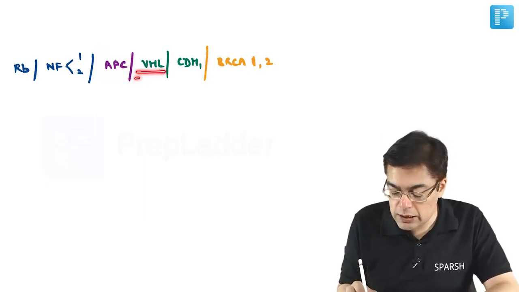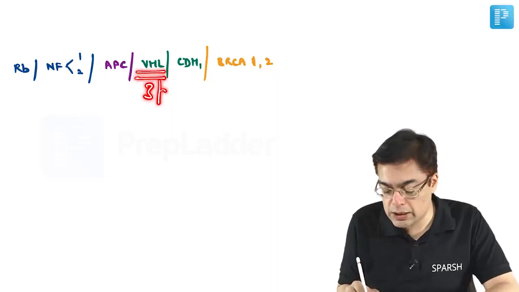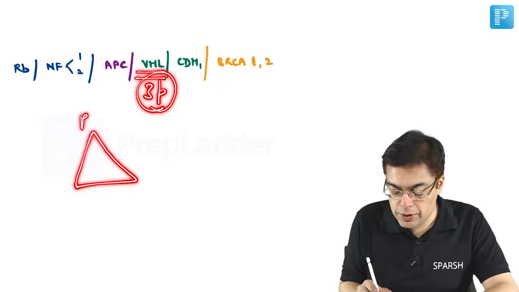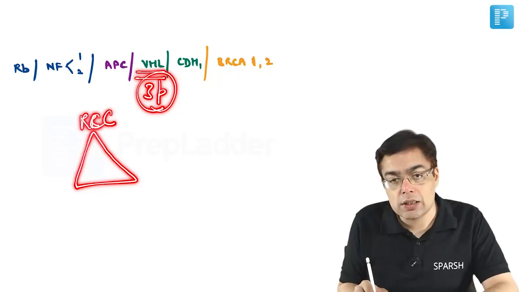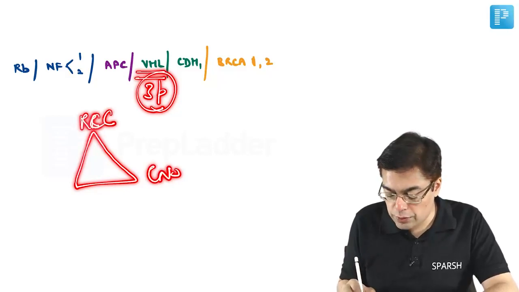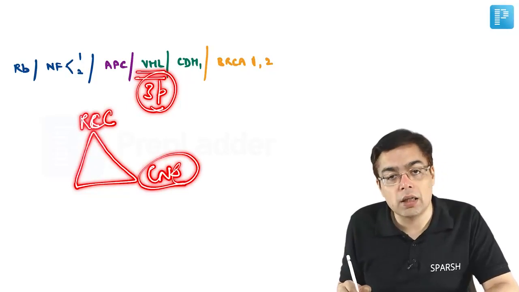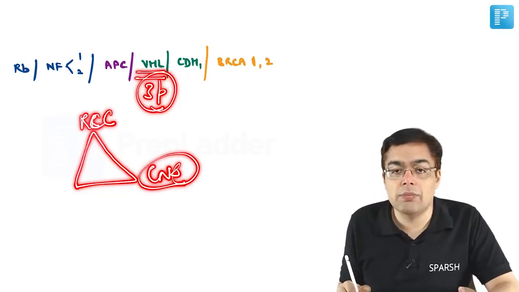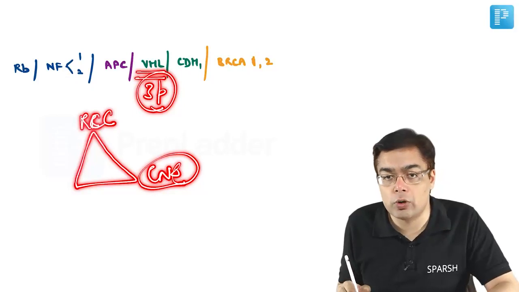When we are talking about the VHL, that is von Hippel-Lindau syndrome, the gene is located on chromosome 3p, associated with development of a triad in which patients can have renal cell carcinoma, they could have CNS tumors, and they could have retinal angiomas. They could have manifestations such as cerebellar hemangioblastomas as well as leiomyomatosis.